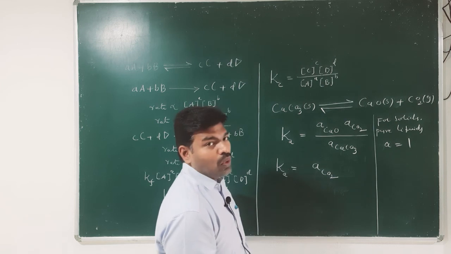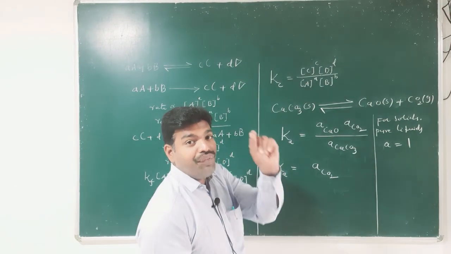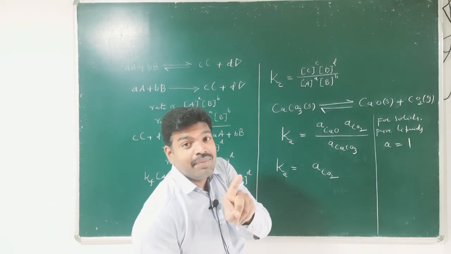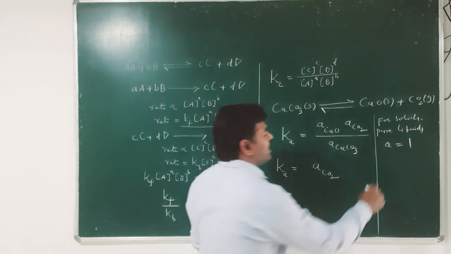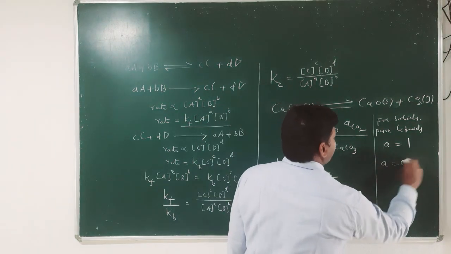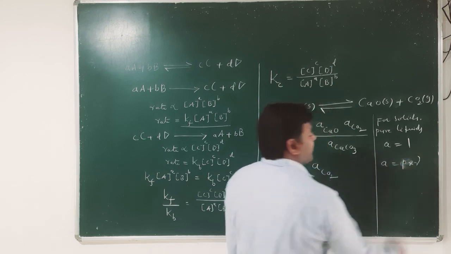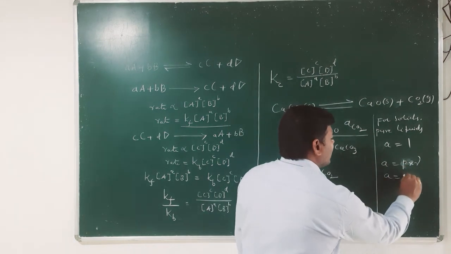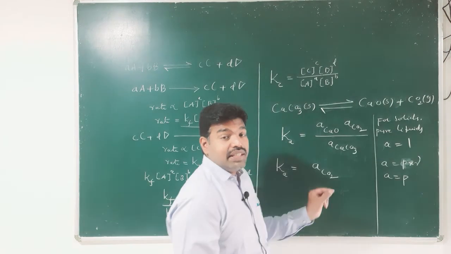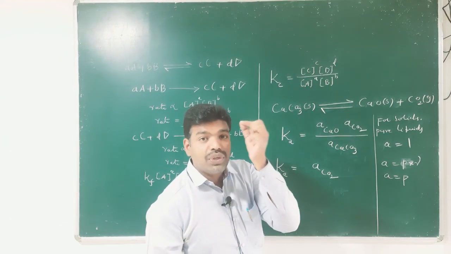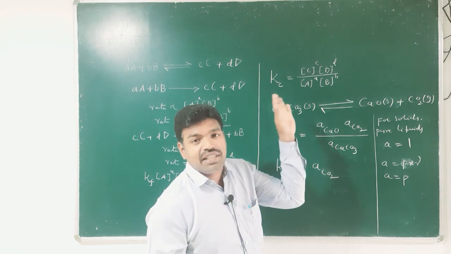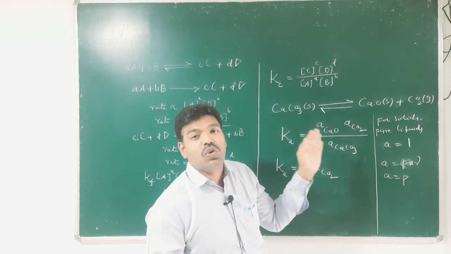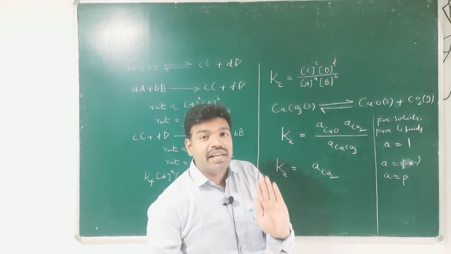So, activity of CO2, but for gases the activity coefficient is equal to 1 for dilute solutions, and we know that activity is equal to the partial pressure into the activity coefficient. For gases the activity coefficient is equal to 1, then activity is equal to pressure. Okay, this is a very important point that you should keep in your mind. Whatever the equilibrium is, whether it is homogeneous equilibrium or heterogeneous equilibrium, write the equilibrium constant in activities.